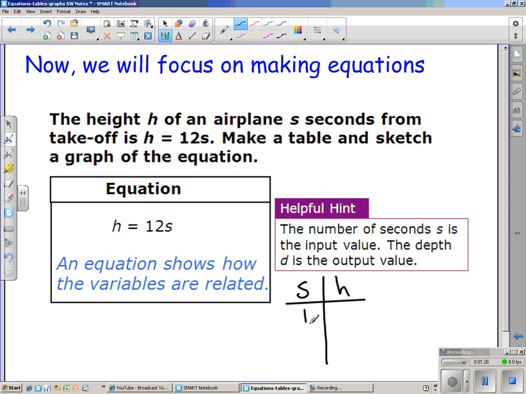If you only did this for 1 second, how high would the airplane be? 1 times 12 is 12. If you did it for 2 seconds, the height would be 24. If you did it for 3 seconds, the height would be 36. But interestingly enough, what's happening is this is going up by 12 per second. That's why this is 12 per s: 12 times the number of seconds.